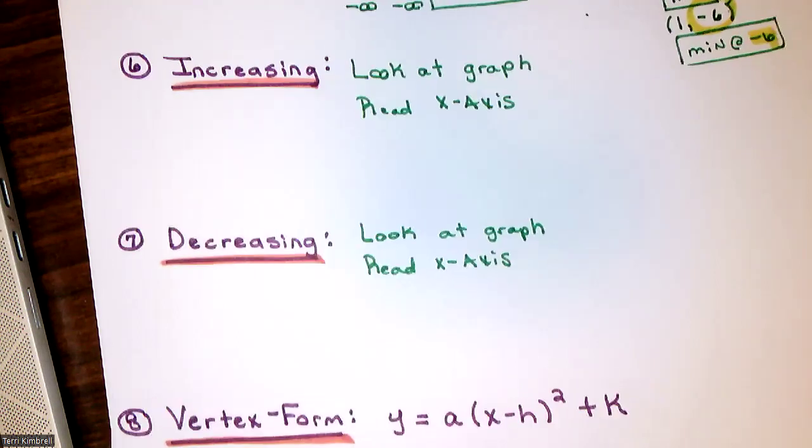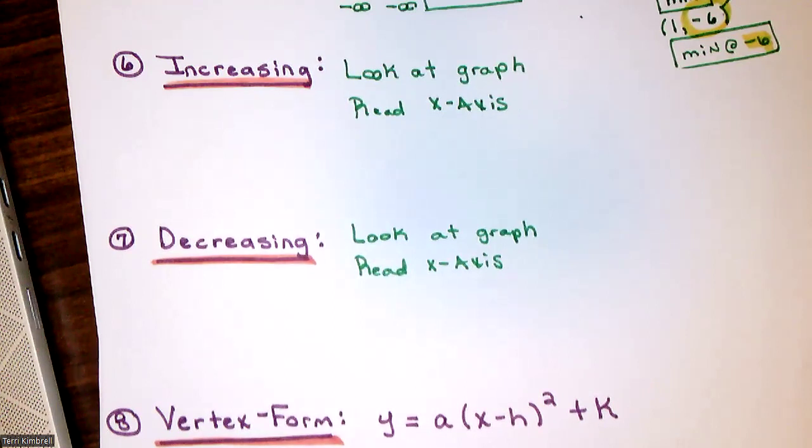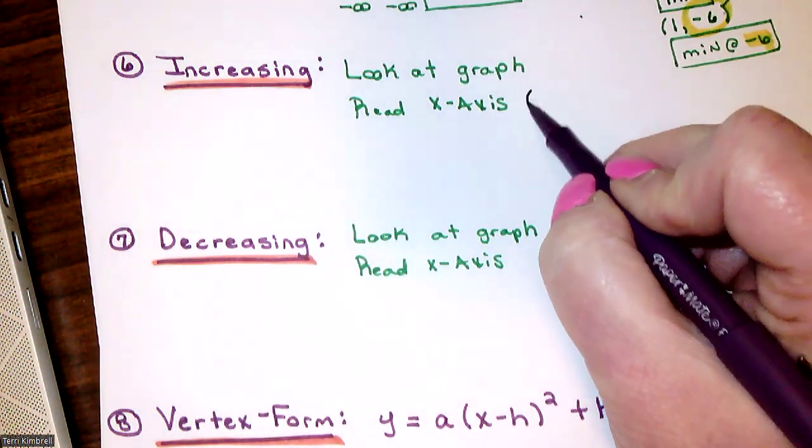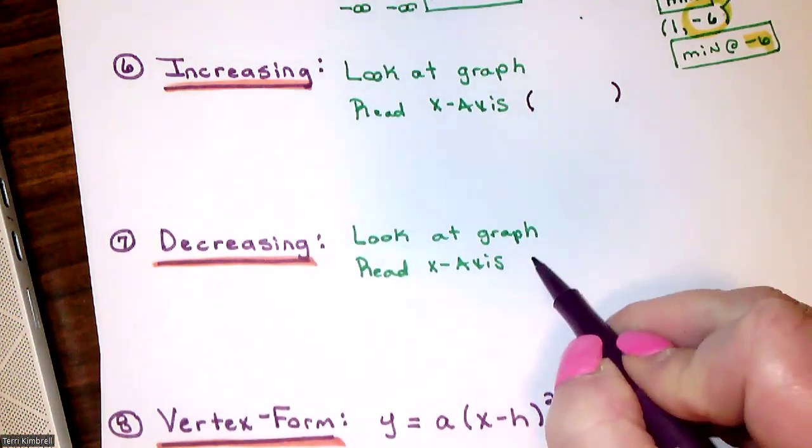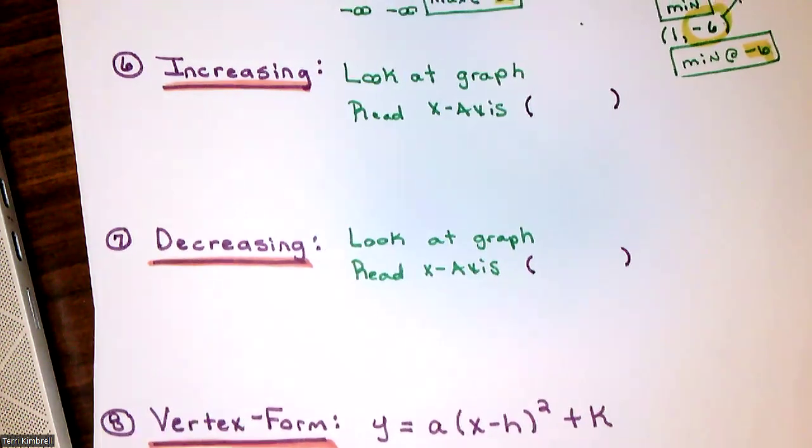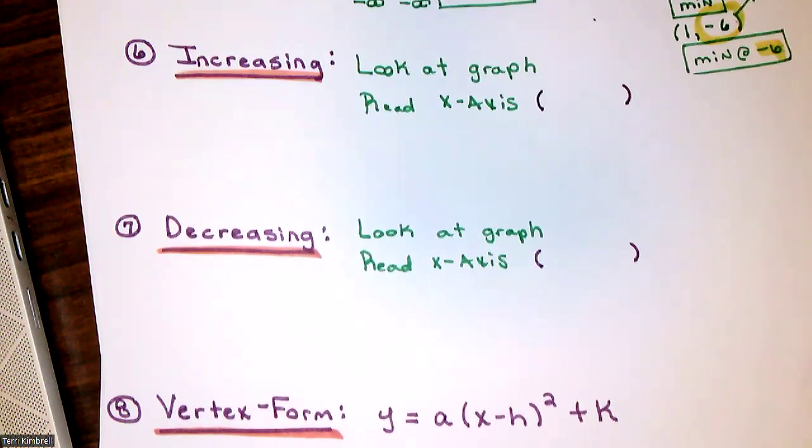So if you're looking at whether a parabola is increasing or decreasing, you're only looking at one side of the parabola. The first thing you're going to do is look at the graph, okay? Then after you look at the graph, you're going to read the x-axis for your increasing and decreasing. Remember, when you read your x-axis, these intervals are going to be open intervals, so do not bracket those.